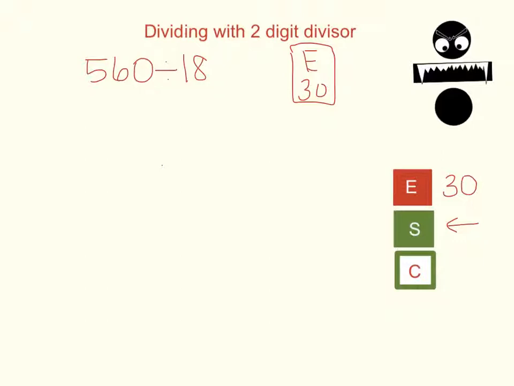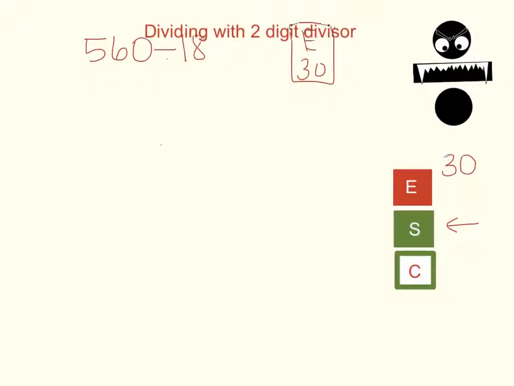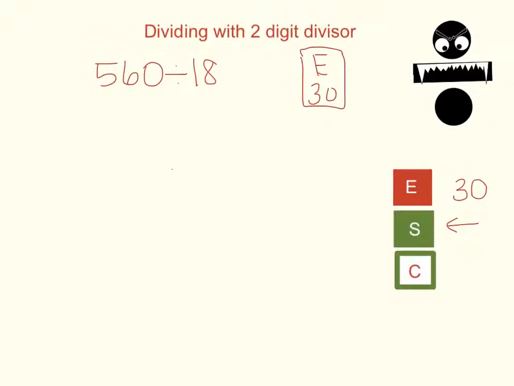For our first strategy, which is the standard algorithm, we are going to put the dividend inside. Let me erase the inside there. Okay, let's start over. It's going to be 560 inside, and 18 goes on the outside. Now the good news is that we already have our estimate over here, so that's a good place for us to start. I'm going to do 18 times 3, and I get the 3 from the estimate there.